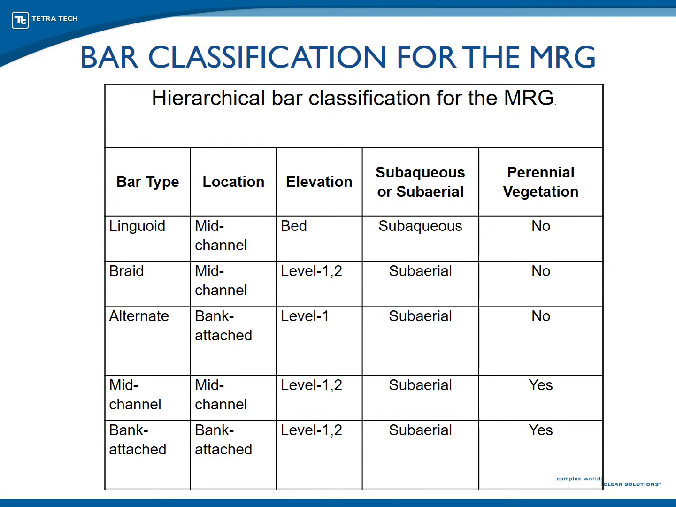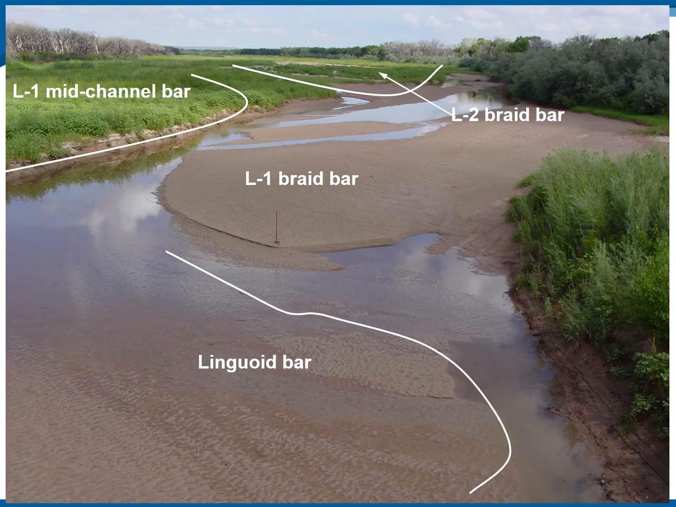We have alternate bars, which are attached to the bank, mid-channel bars, and bank attached bars, and various levels of these, either subaerial or subaqueous. Do they have vegetation? These are the ones we're really interested in: the level 1 and 2 mid-channel bars and the level 1 and 2 bank attached bars. Okay, let's look at them.